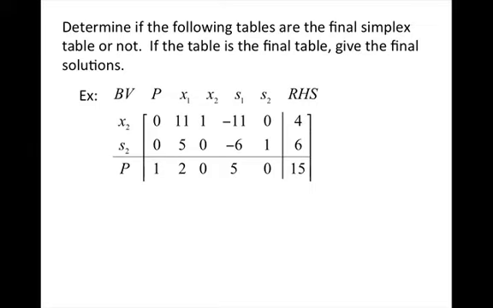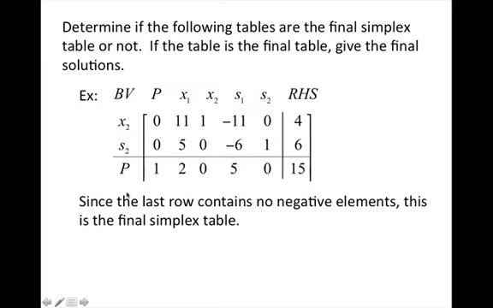So when you're looking at a table to determine if it's the final table, look at the very last row, and that comes from the objective function. If there are no negative elements, it is the final table. So since our last row here contains no negative numbers, this is the final simplex table.